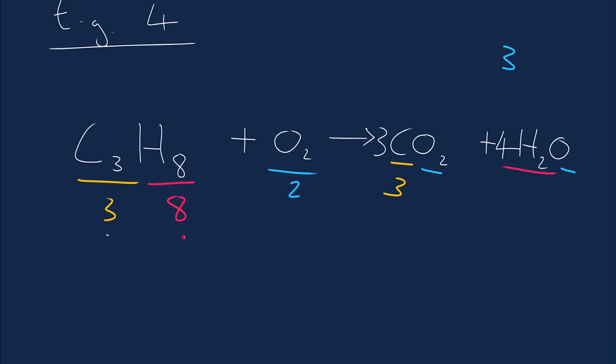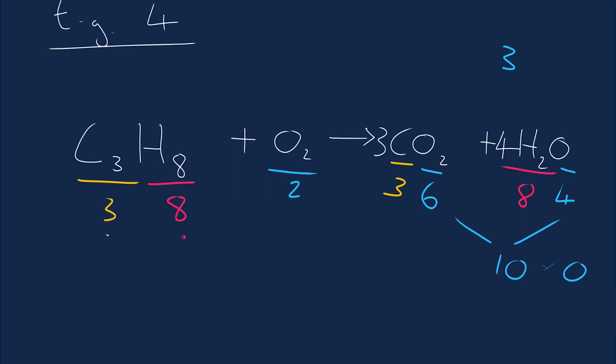So let's count up again what we end up with. 4 times 2, so 4 lots of 2. We have 8 hydrogen, okay? So we have 3 carbons on both sides, and we have 8 hydrogens, okay? So let's again tally up how much oxygen we have now. We have 3 lots of 2 oxygen in the carbon dioxide, so 3 times 2 is 6. And we also have 4 lots of 1, so we have 4 here. So 6 and 4, we actually have 10 lots of oxygen on the right hand side.